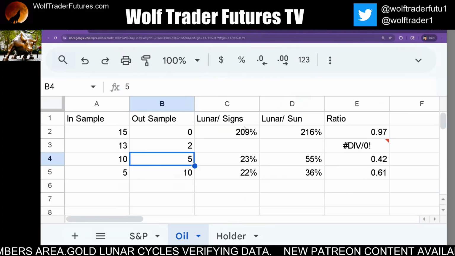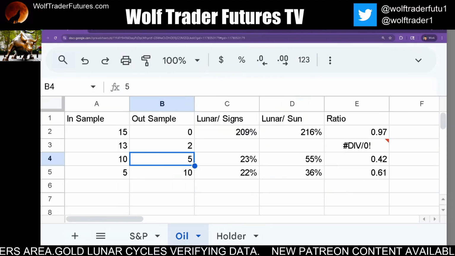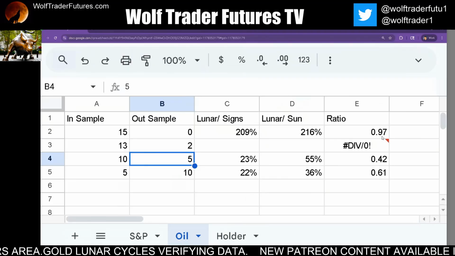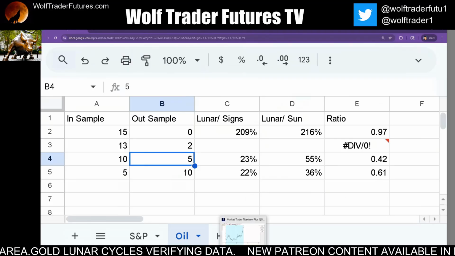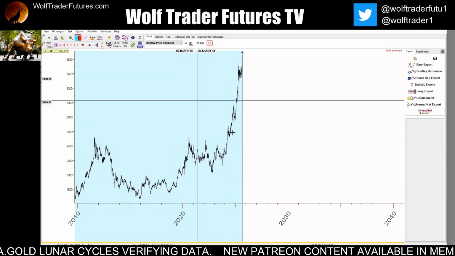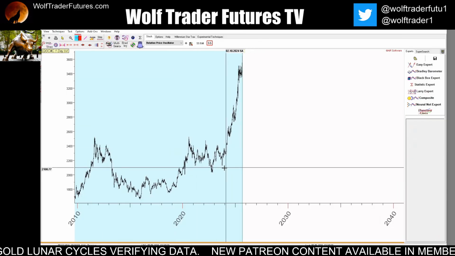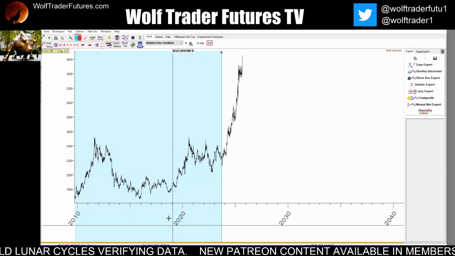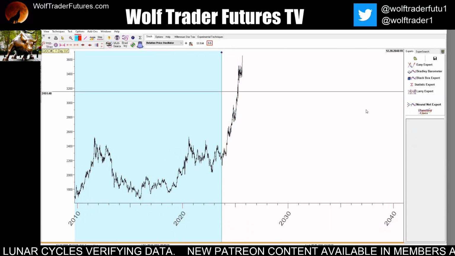That the lunar by signs is inferior to the lunar by sun, and that's what these ratios are telling us here. So if we go over here to this learning curve, what we're going to do is look for about 2 years in the past. So 1, 2, so right there. So this is about 2 years into the past.